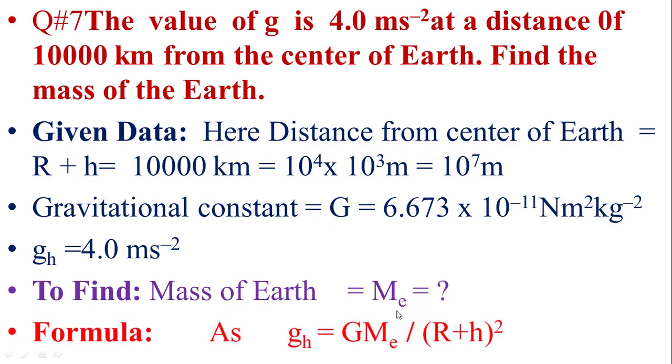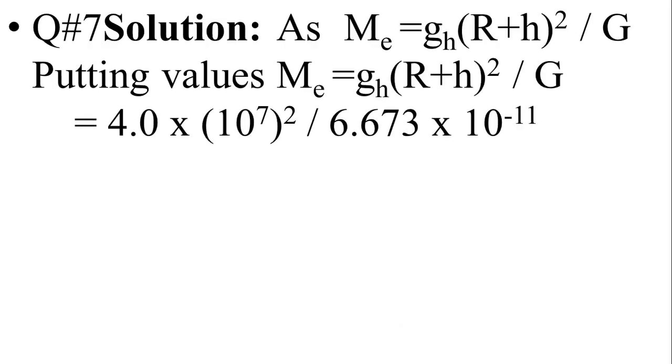The formula of mass of Earth can be derived from g_h is equal to G M_E upon (R plus h) whole square. Solution: M_E is equal to g_h into (R plus h) whole square divided by capital G. Putting the value, g_h is equal to 4 multiplied by (R plus h, 10 raised to power 7) whole square upon G, 6.673 multiplied by 10 raised to power minus 11.